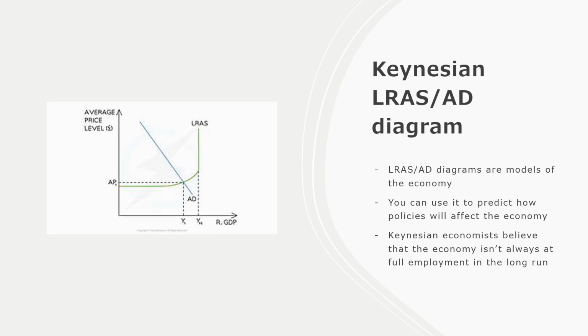This is the Keynesian LRAS AD diagram, and this is different because Keynesian economists believe the economy isn't always at full employment. So you can see it isn't a full vertical line, it sort of is a curve. It goes from horizontal to vertical.